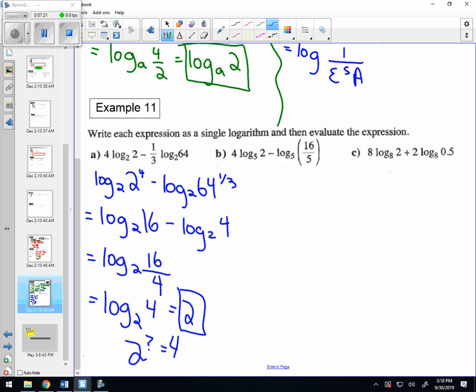Right, go ahead and try b and c, and then you can work on the lesson 3 worksheet.